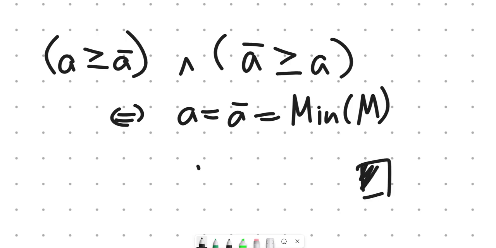So now we have proven that there exists a minimum of M and a maximum of M.